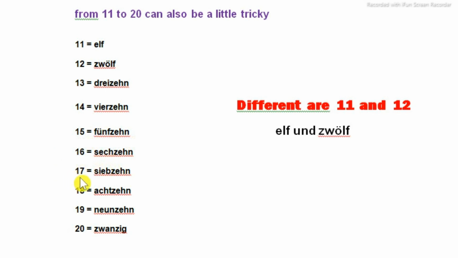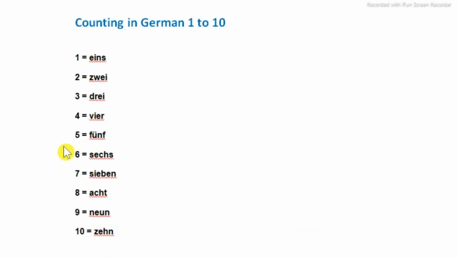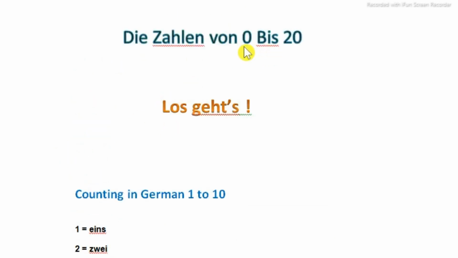and number 17 is siebzehn, and number 18 achtzehn, 19 is neunzehn, 20 is zwanzig. Okay, so that's the counting from 0 to 20 in German, and 0 to 20 is called 0 bis 20.